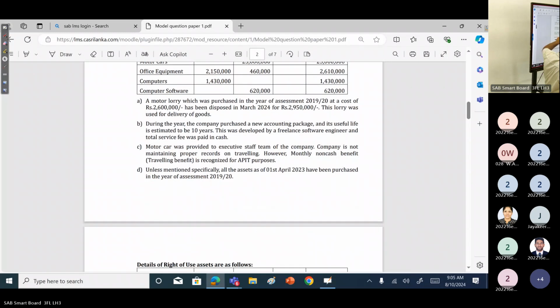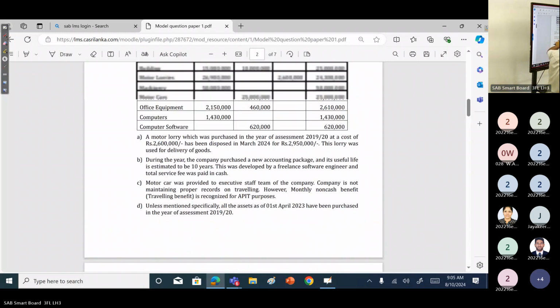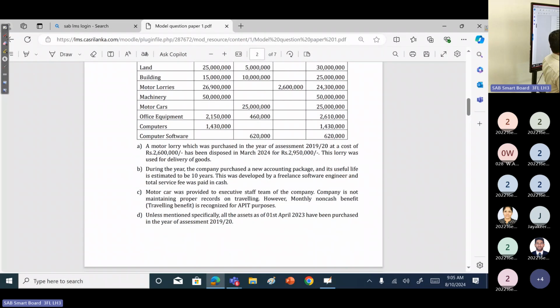So, motor car. The motor car that they are giving to staff, right? And they are saying that the non-cash benefits have been properly recognized. That means they are providing cars to staff members. They can use that motor vehicle, and for that benefit it is recognized for the APIT purpose. But for the capital allowance purpose, the motor car should be treated as a road vehicle. So then it is not entitled for capital allowance. Or simply, if I put it this way, any motor car or jeep that is used for travelling purposes is not entitled for capital allowance.